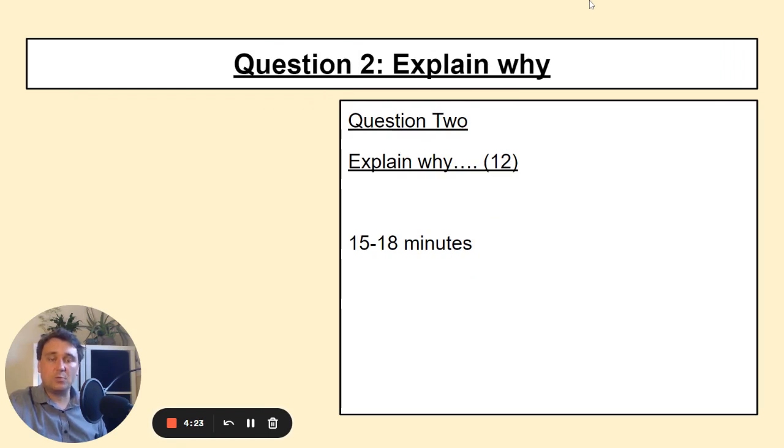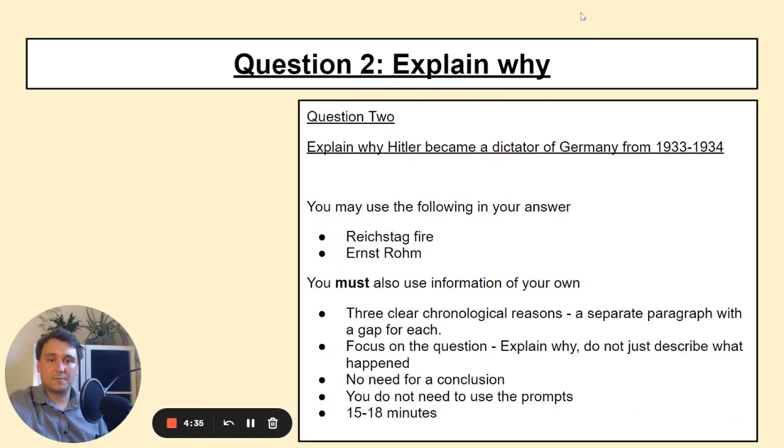Question 2, explain why. You'll have done this question for paper 1 and paper 2, so it should be familiar to you. It's a 12 marker, and in the exam, I'd probably give about 15 to 18 minutes to answer this. It might look like this in your paper. So the question is, explain why Hitler became a dictator of Germany from 1933 to 1934. And it will give you 2 prompts to try to help you think about detail that you can bring in. So here we've got the Reichstag fire and we've got Ernst Röhm. The exam will tell you must use information of your own as well.